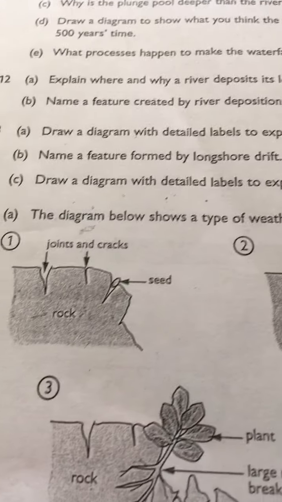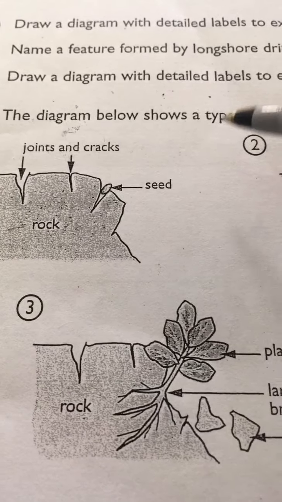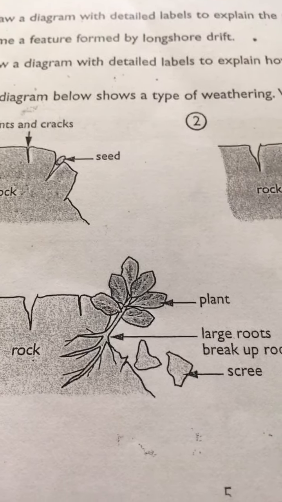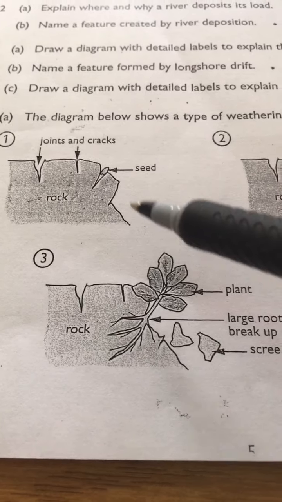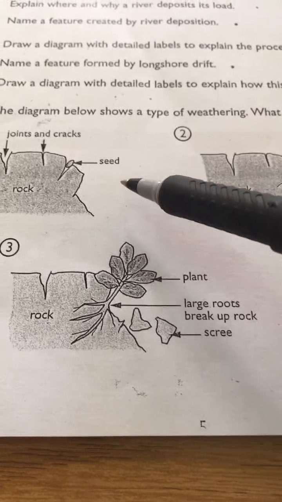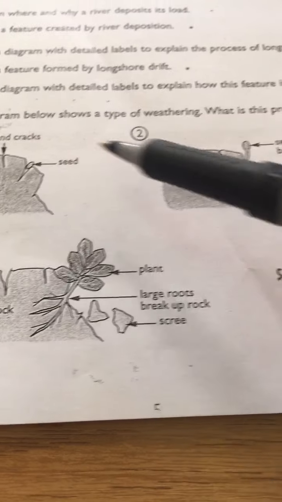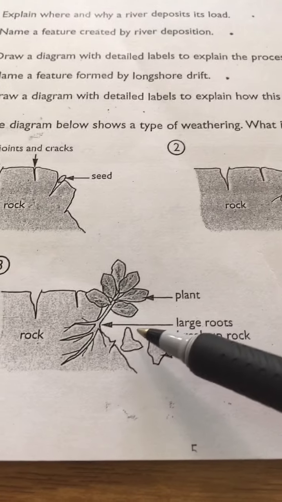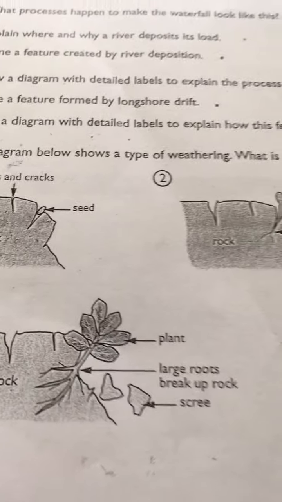There we are. Okay, the diagram below shows a type of weathering. This is biological weathering. A very well done diagram too. I think this is a good diagram. The seed gets in a crack, plants its roots, eventually the plants grow and make the rocks break off.